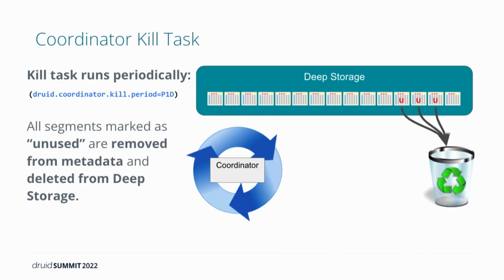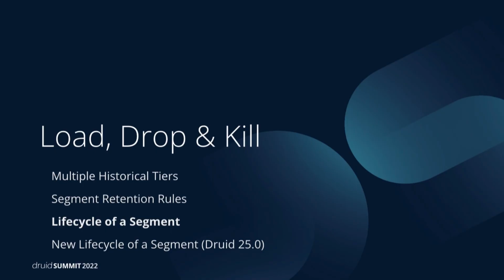So finally, I promised we'd talk about the kill task. So this is another operation that the coordinator does on a cycle, right? The period for this is slightly different. It's the Druid Coordinator kill period, and it defaults to once a day. So once a day, the coordinator will run this kill task, and it'll go through all of the segments that are currently marked as unused and remove them both from the metadata and from deep storage. So this frees up deep storage and keeps the metadata clean. So those are the definition of the retention rules and what they can do.